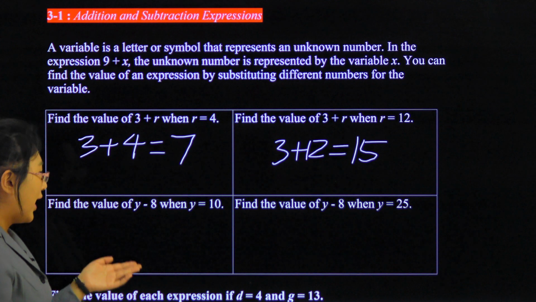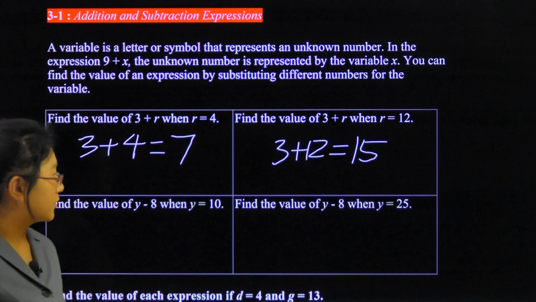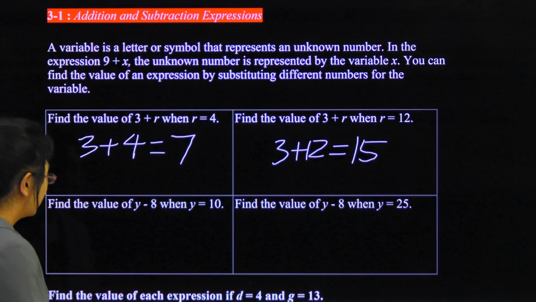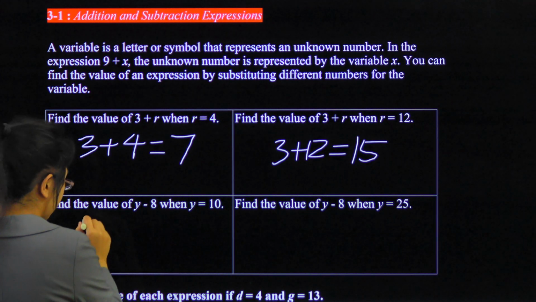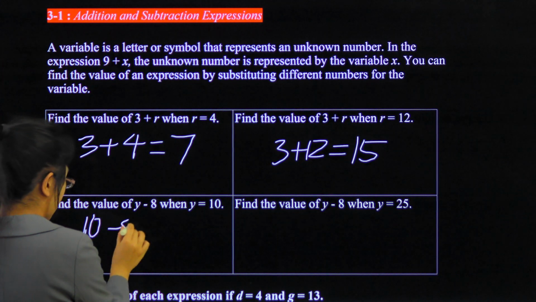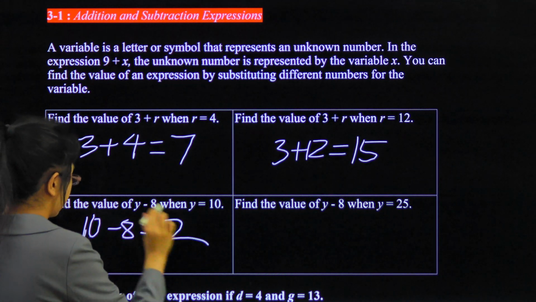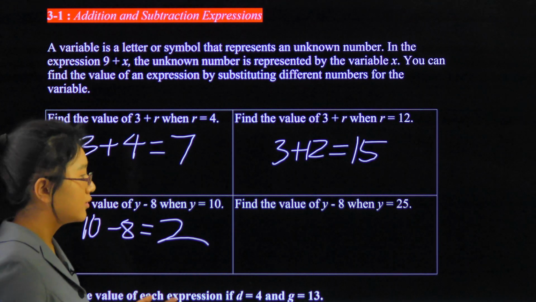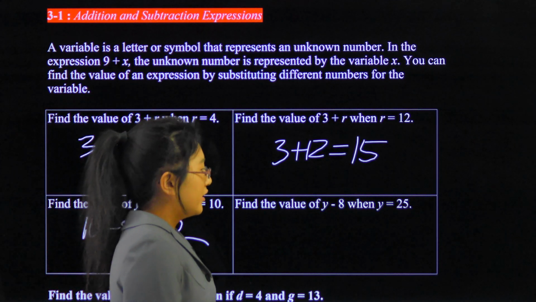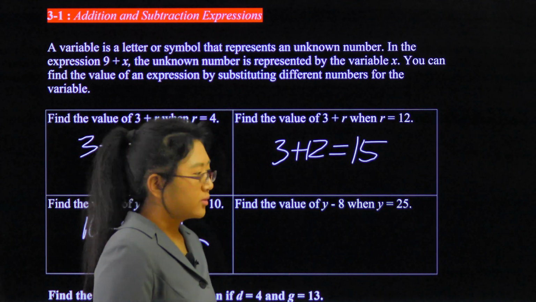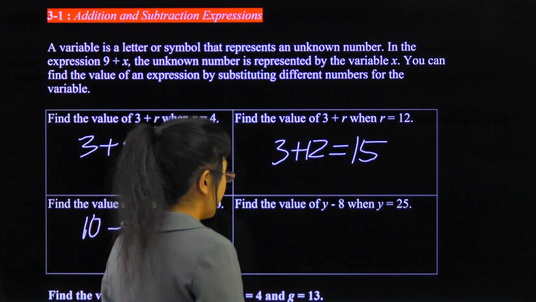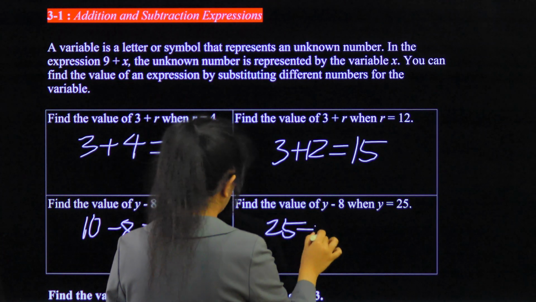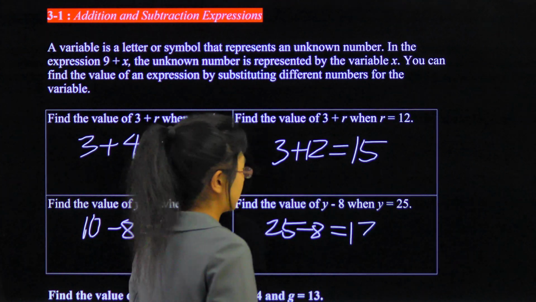What is the value of y minus 8 when y equals 10? 10 minus 8 equals 2. The value of y minus 8 when y equals 10 is 2. The value of y minus 8 when y equals 25 is 25 minus 8, which equals 17.